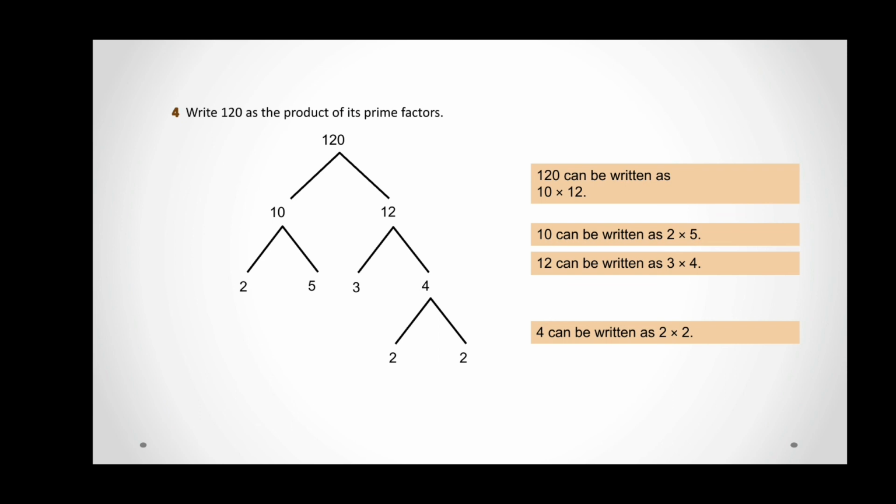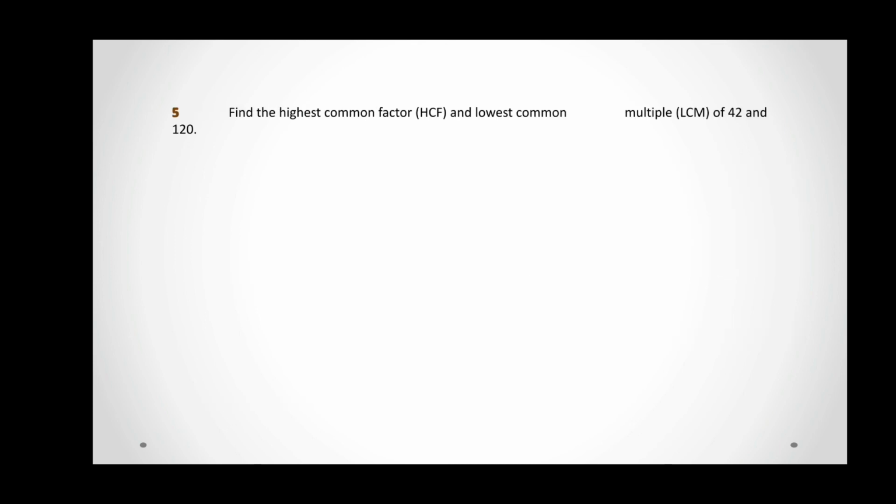Then 2, 5, 3, 2, 2 are the prime factors for 120. So then 120 you can write as 2 into 5 into 3 into 2 into 2. So that means 2 to the power 3 into 3 into 5. So that is the prime factors of 120.